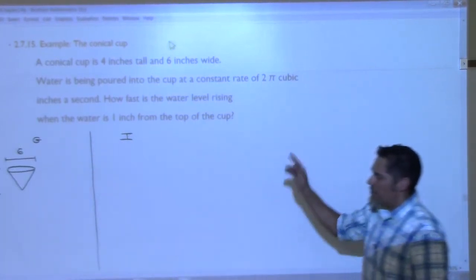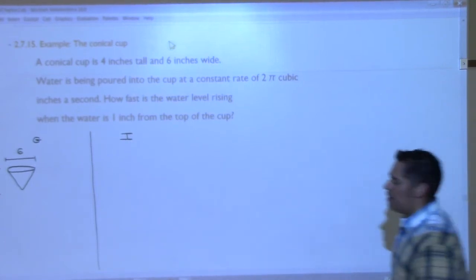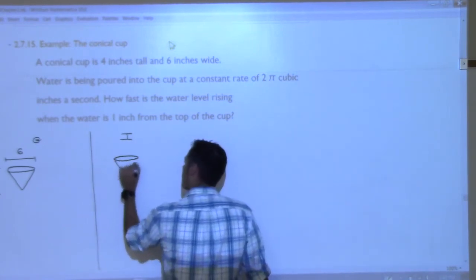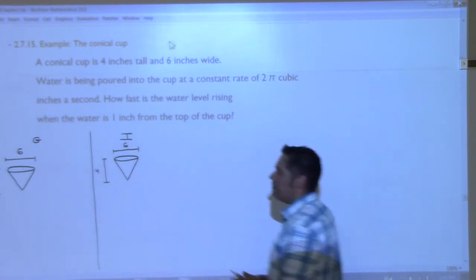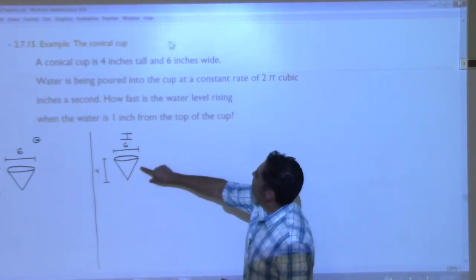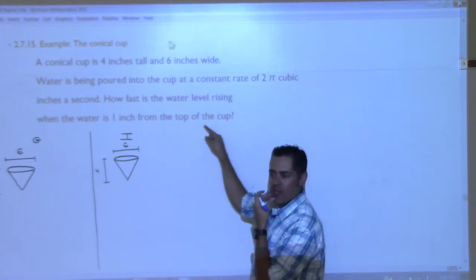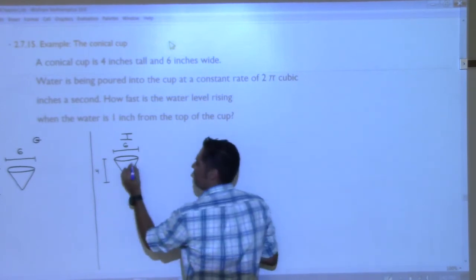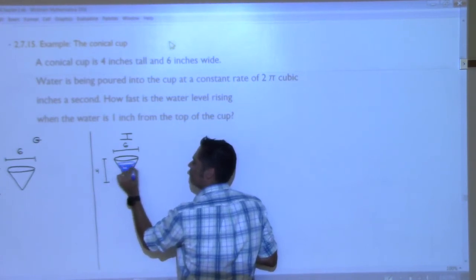I'm going to leave the units off. That's 4 inches and 6 inches, right? We agree with that picture? Yep. The picture in the instant is the same. What I have not included in this yet is the water. The water is inside the cup, right? So I need to include that. In the instant, it's supposed to be what? At the instant in time, 1 inch from the top, right? 1 inch from the top. So I would say at this instant in time, your water level is somewhere like that, right? That's at the instant in time.